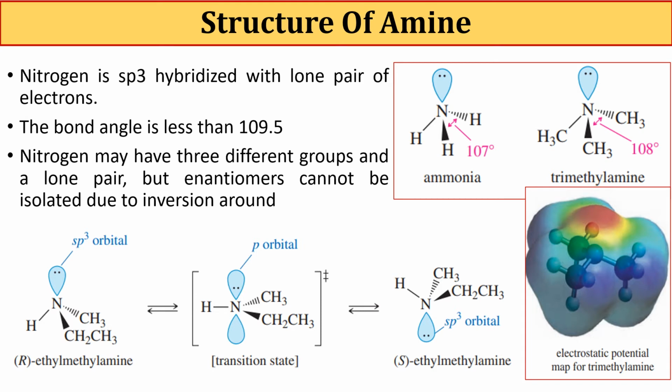So, when describing the structure of amines, we need to remember three important things. Nitrogen is sp3 hybridized with a lone pair of electrons, the bond angle is less than 109.5, and nitrogen may have three different groups and a lone pair, but enantiomers cannot be isolated due to the inversion around the nitrogen.